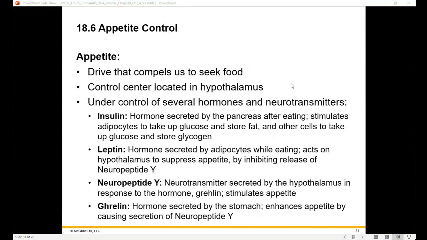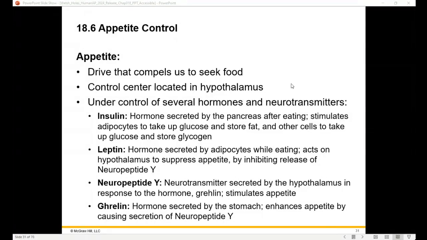Okay, appetite control. Appetite's a drive that compels us to seek food. The control center for this is located in the hypothalamus. It's under control of several hormones and neurotransmitters. Insulin. This is a hormone secreted by the pancreas after eating. It stimulates adipocytes to take up glucose and store fat, and other cells to take up glucose and store glycogen.